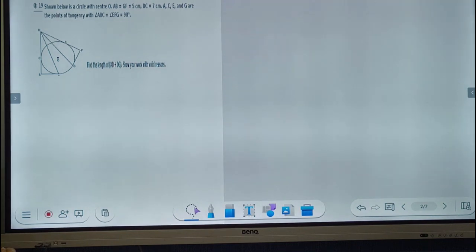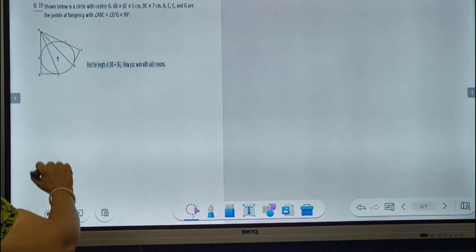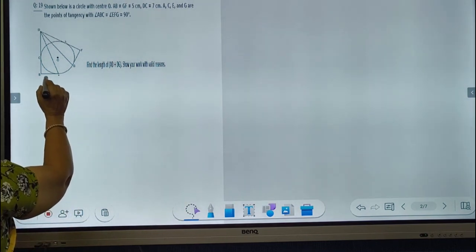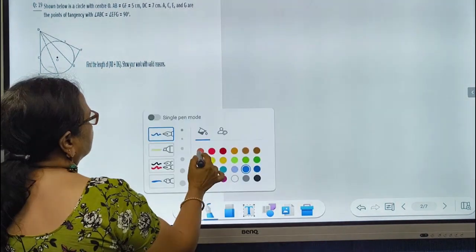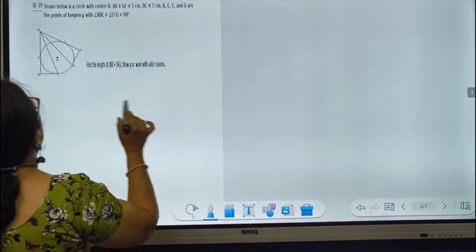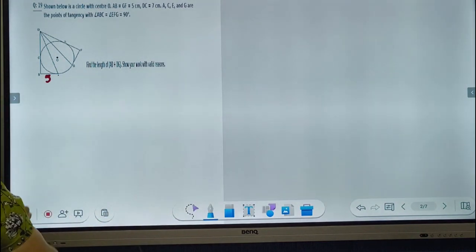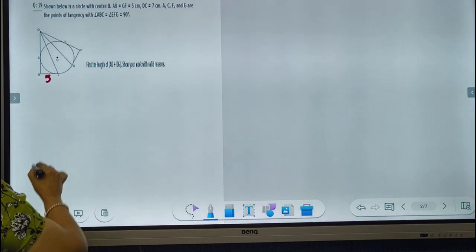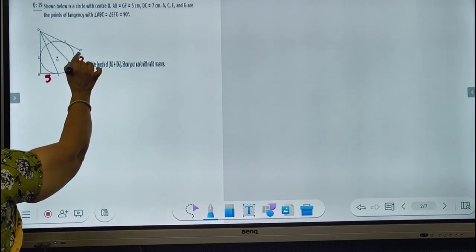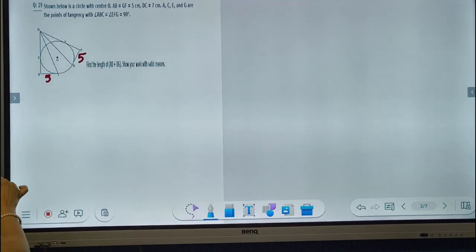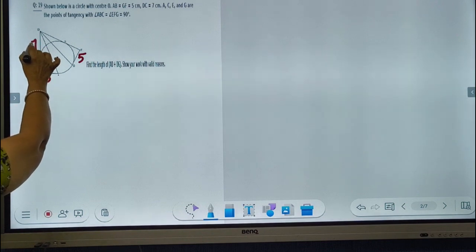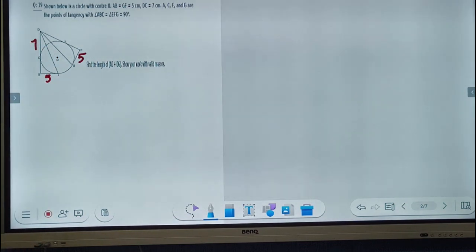Can you see the figure? So you have a circle with center O, AB equal to GF equal to 5 centimeter. So you are given AB is 5. GF is also 5. DC is 7. And AC, E, F and G are points of tangency with angle ABC equal to 90.